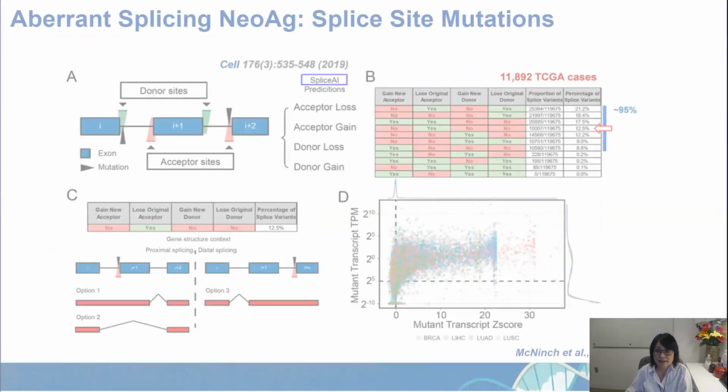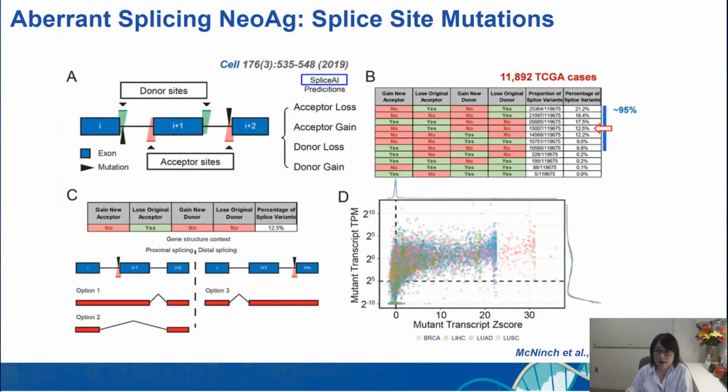Here is the algorithm for neoantigens from splice site mutations. As shown in these figures from top left, we start from DNA mutations and predict splicing donor or acceptor sites gain and losses using a published tool called SpliceAI. After survey of close to 12,000 TCGA cancer cases, 13 different profiles were detected. Some are very frequent and others are more rare. The top 7 profiles represent 95% of the splicing events.